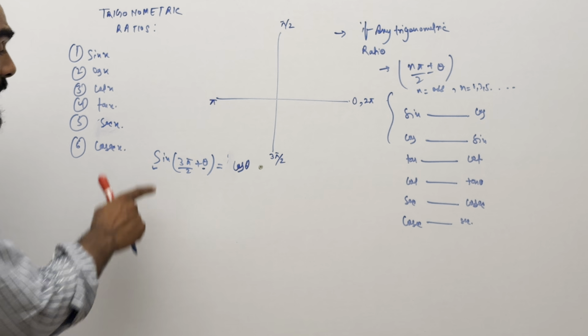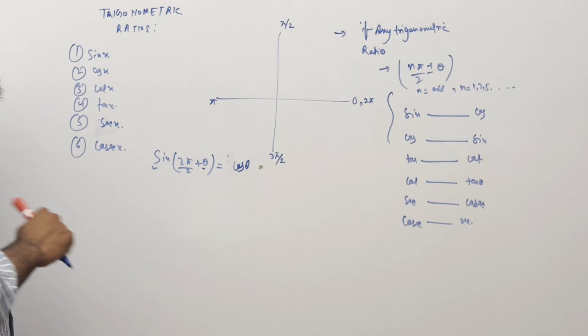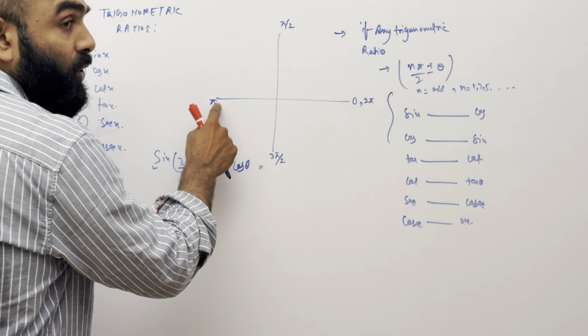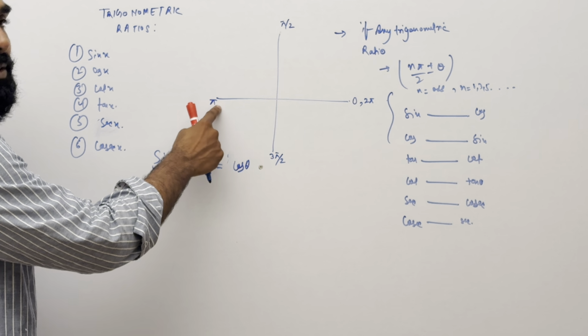You got my point? Now see, in which quadrant is this angle right now? Sir, sine of 3 pi by 2 plus minus theta. Pi by 2, 2 pi by 2, 3 pi by 2. You know 2 pi by 2 is nothing but 180 degree.